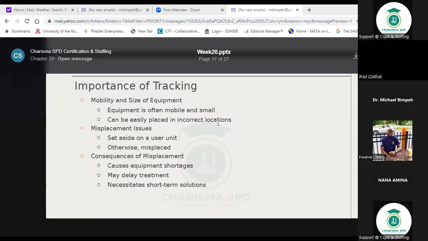Now, importance of tracking. Again, we are with tracking. Tracking is very, very important, guys.